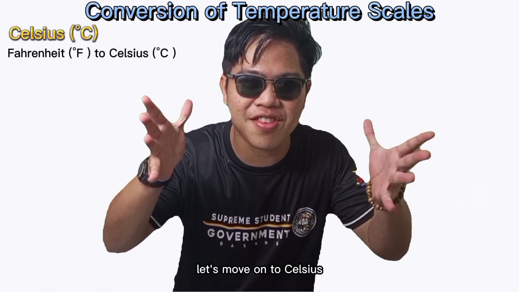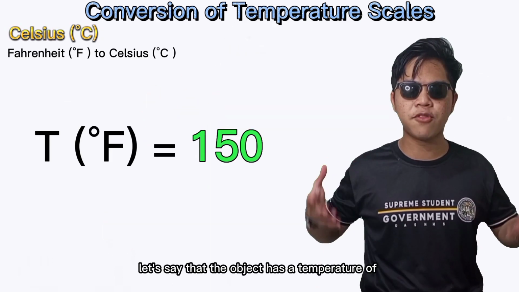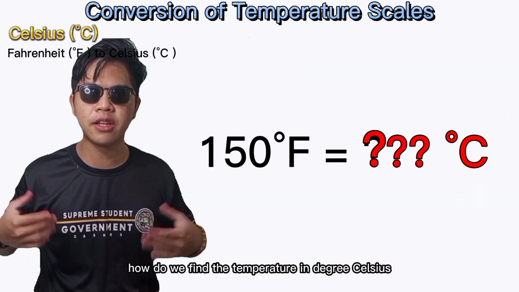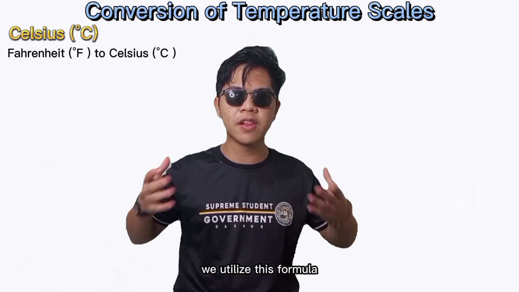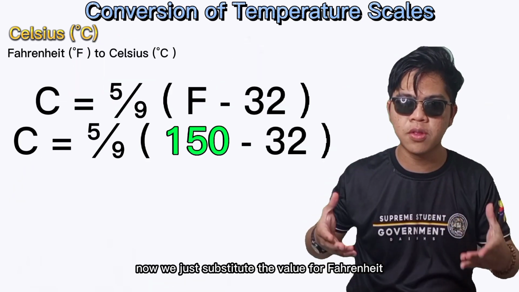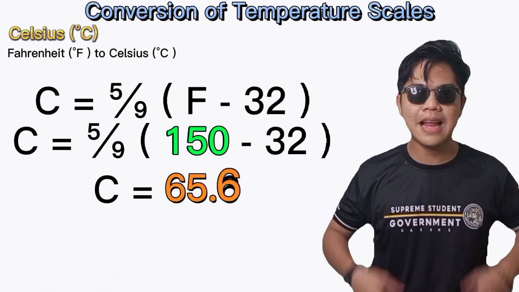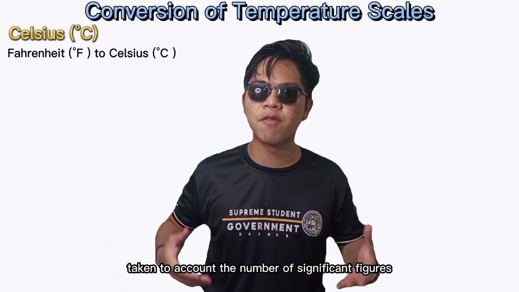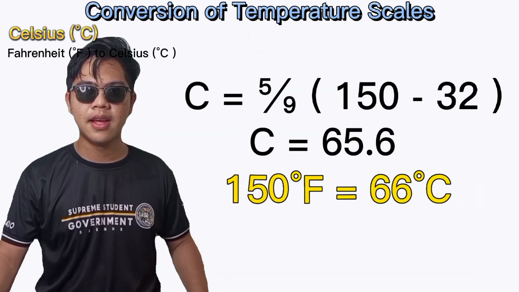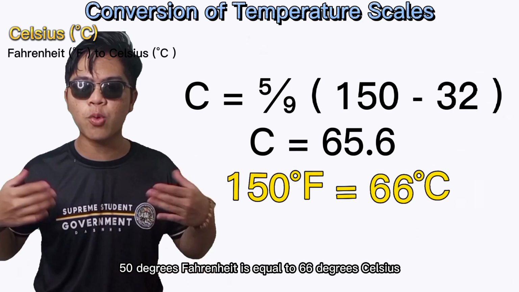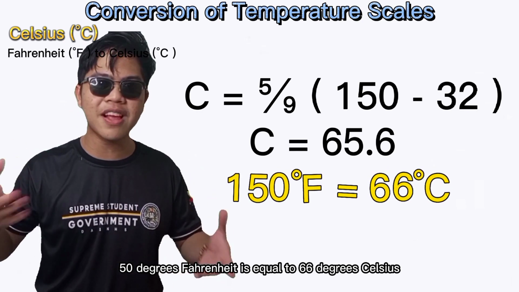Let's move on to Celsius. Let's say that the object has a temperature of 150 Fahrenheit. How do we find the temperature in degrees Celsius? We utilize this formula. Now, we just substitute the value for Fahrenheit. Now we have the value of 65.6. Take into account the number of significant figures. And our answer is 150 degrees Fahrenheit is equal to 66 degrees Celsius.